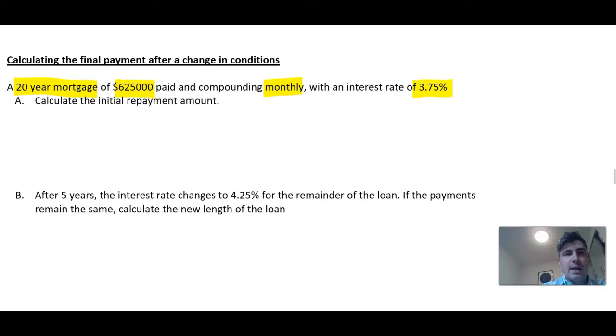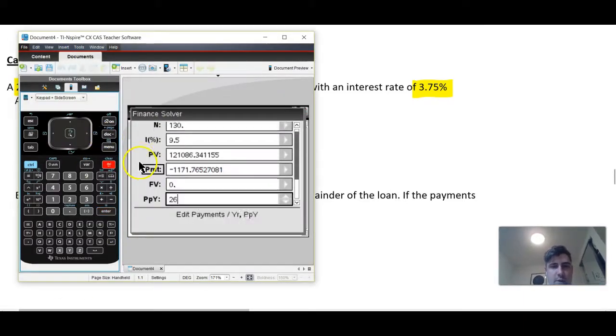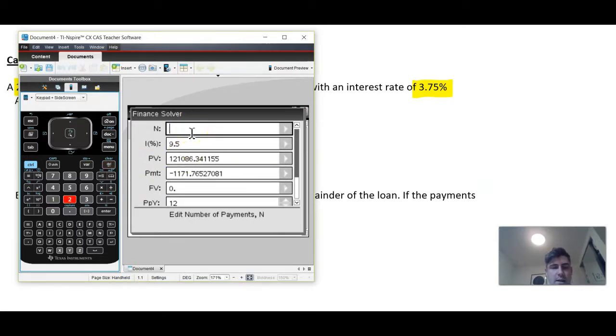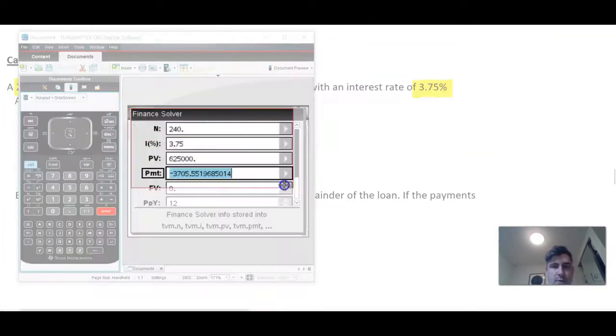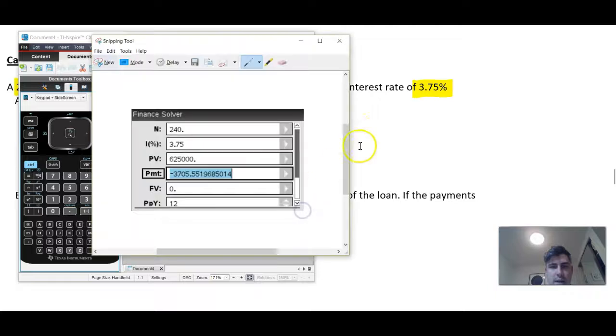First of all, let's calculate the initial repayment. This should be something that you have the hang of by now. Just open up your finance solver, make sure everything's in correctly. Your N is going to be a 20-year mortgage, so that's 20 times 12. 3.75 is your interest rate. Your PV is 625,000. PMT is the unknown, and FV is 0. We're going to hit enter there, leaving CPY and PPY as 12, because it's a monthly loan.